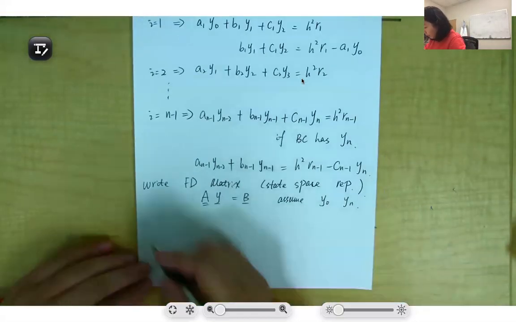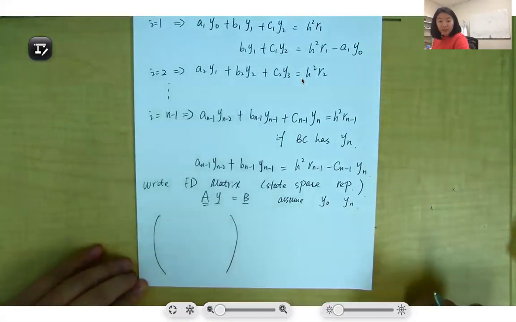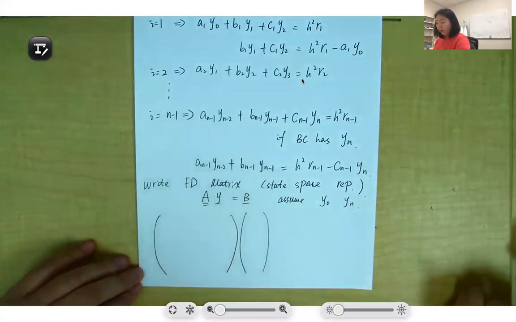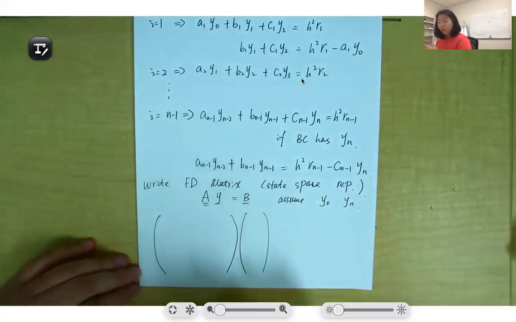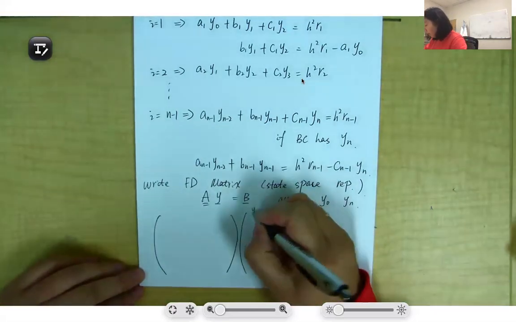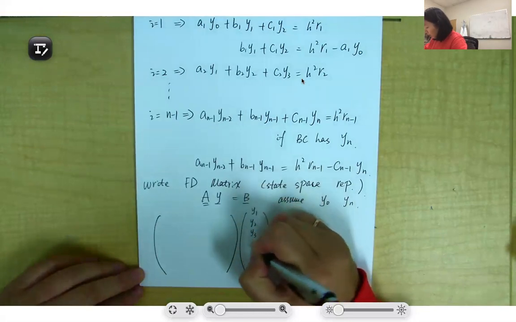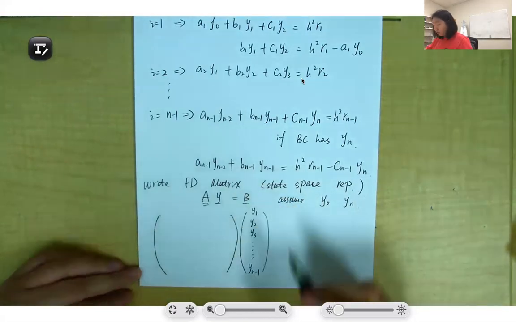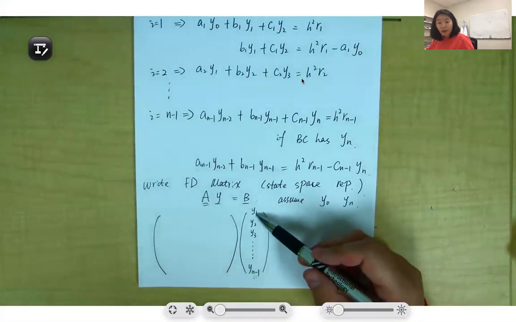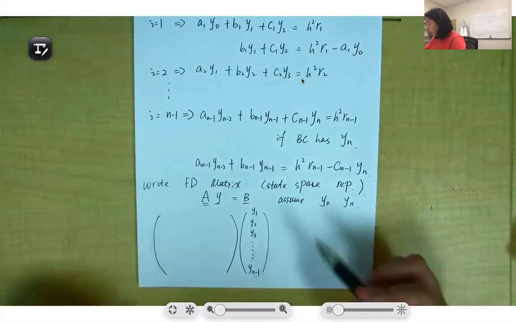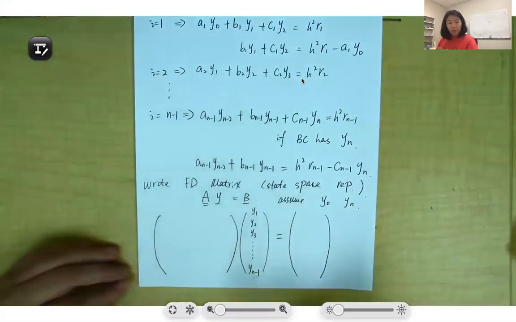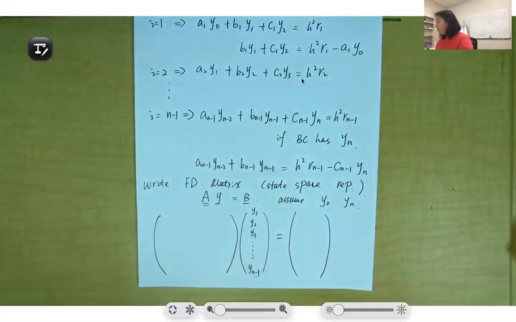Then you can write this: A represents your coefficient matrix. This Y will be the values you don't know. So these are the node values you don't know, which are y1, y2, y3 until yn minus 1, because you know y0 and yn. So you don't know the values in between, y1 to yn minus 1. And that equals the B part. The B part is something related to your forcing function, right?